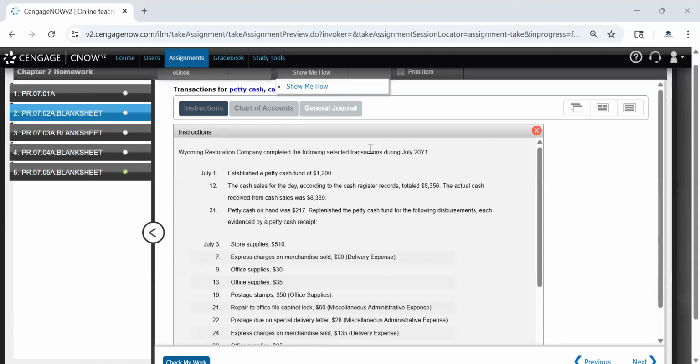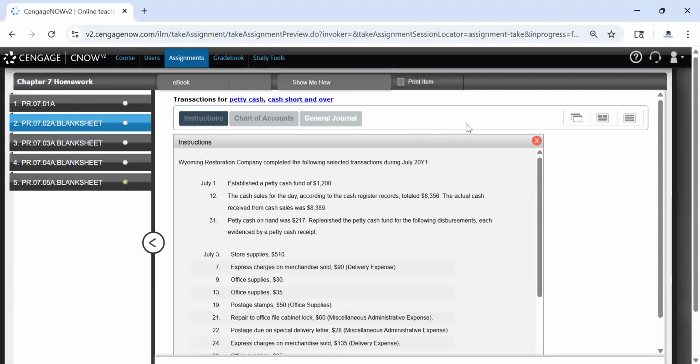Today, we're going to be looking at Chapter 7, Petty Cash and Cash Short and Over. This is a part of the internal controls, and in particular, internal controls for cash section. And a petty cash fund is a fund of physical cash that a business has to just make purchasing items easier for the staff on hand.